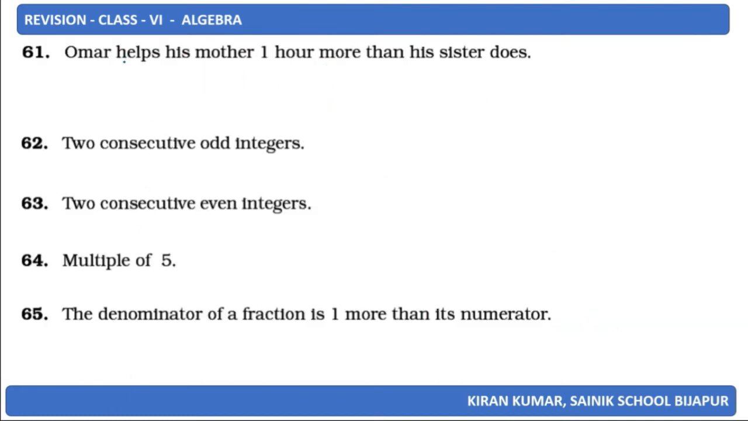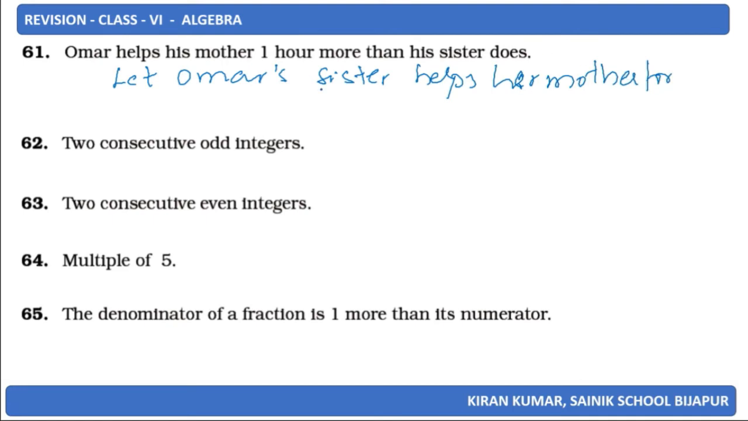Statement 61. Omar helps his mother 1 hour more than his elder sister. Let Omar's sister help her mother for x hours. Therefore, Omar helps x plus 1 hour.